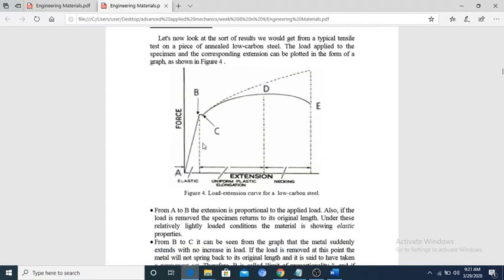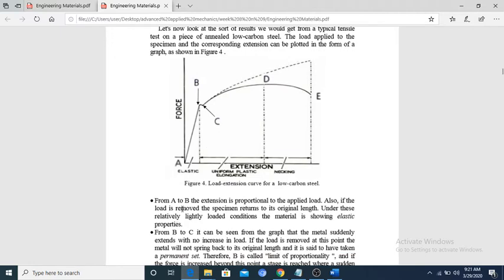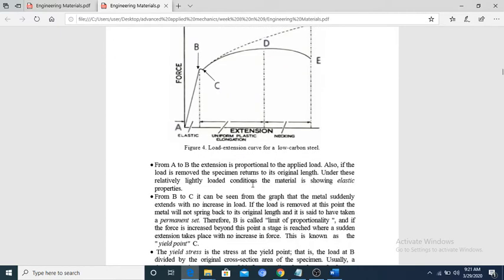you can see from A to B, the extension is proportional to the applied load. Also, if the load is removed, the specimen returns to its original length. Under this relatively light loaded condition, the metal is showing elastic properties. So this region is elastic properties, right?